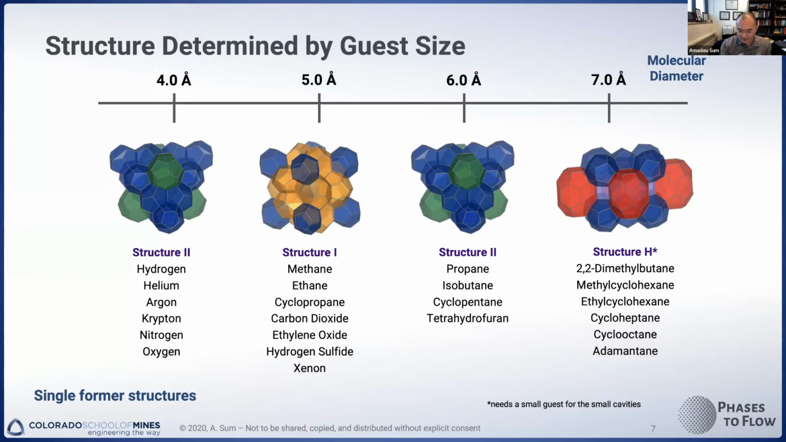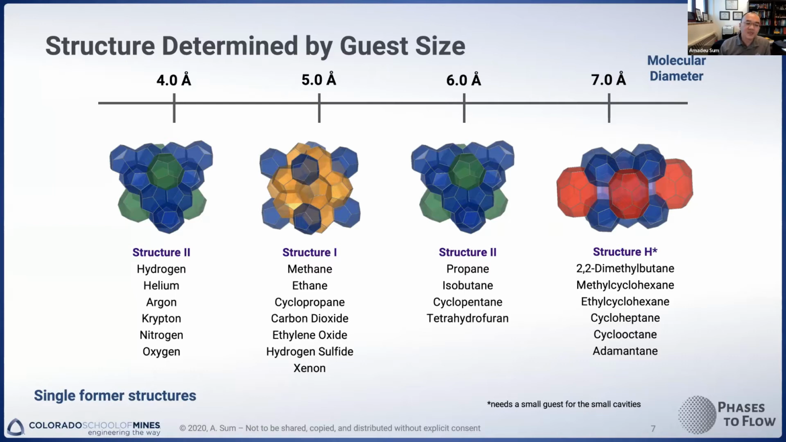So as you see, there's a whole range in here of molecules, and by our understanding, these are the different types of structures that would be formed. Structure H here needs a small guest in order to occupy the small cage, along with the large guest here that would be in the red cages that are the large ones.